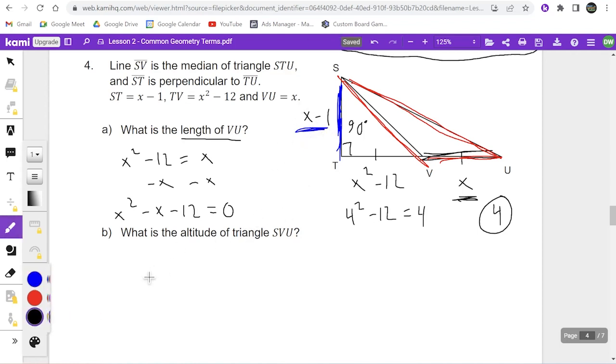And so what are we going to do? We know x is 4. So then 4 minus 1, your height is 3. And there's our answer for the altitude. Any questions on that one?